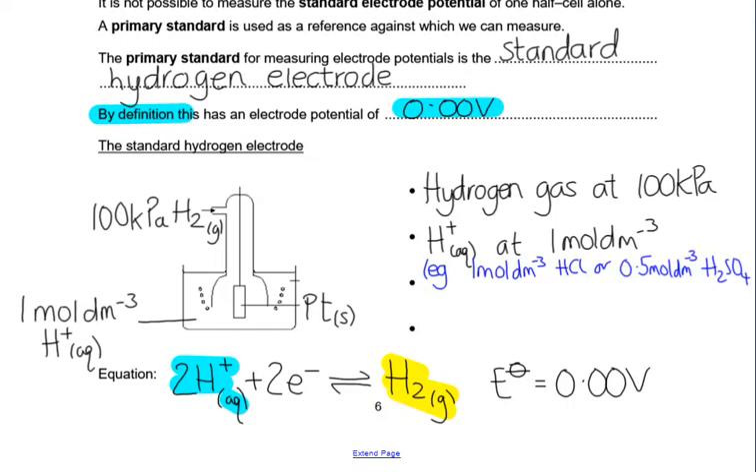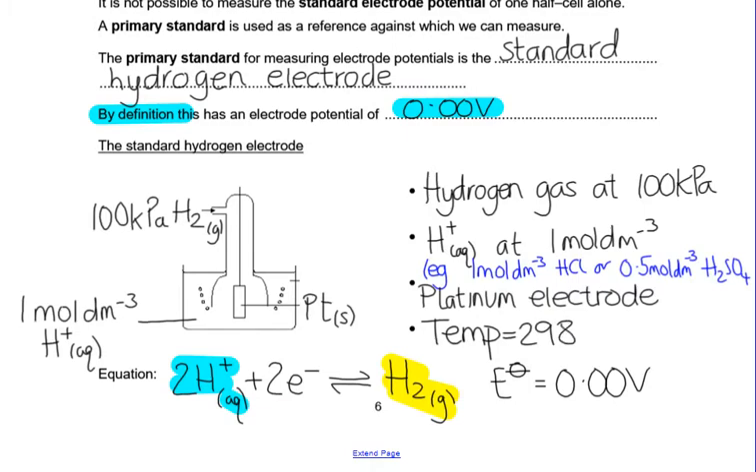Then we've got a platinum electrode, because there was no metal in our half equation to conduct the electrons out into the wire, so we needed to use an inert metal. And we're going to use our other final standard condition, a temperature of 298 Kelvin.